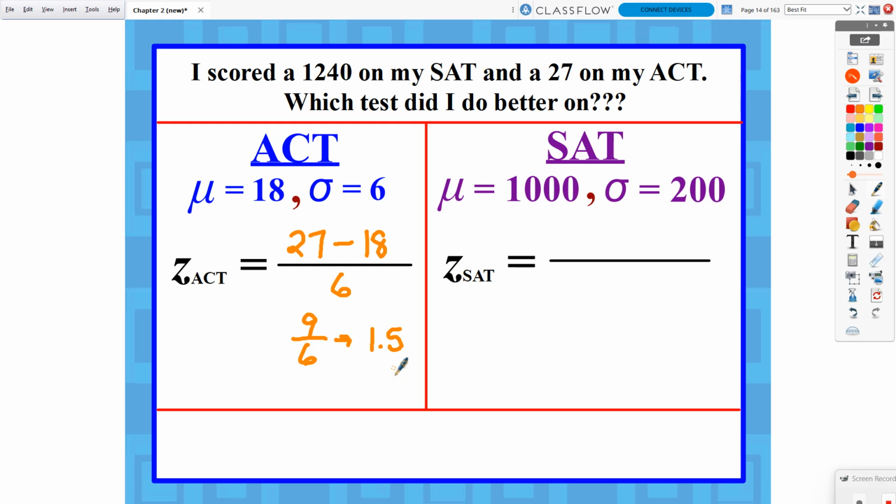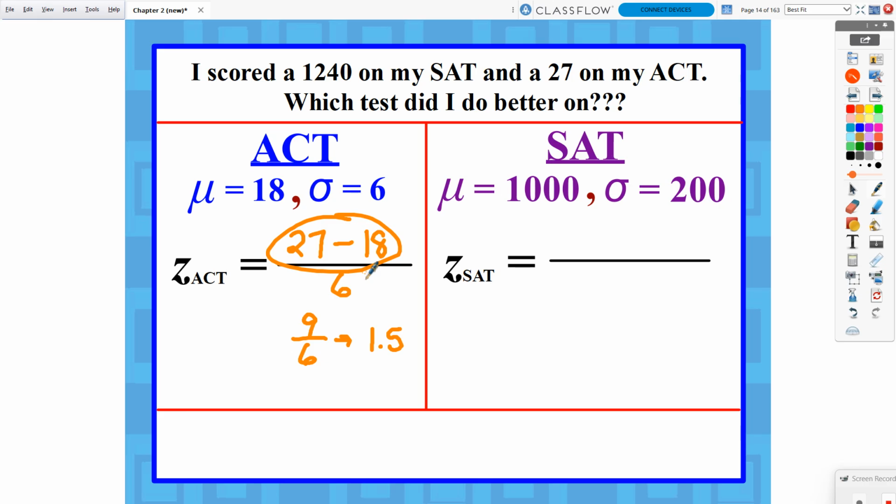Now, is it possible to get a negative z-score? It is. That would happen if your x value was smaller than the mean, then it is possible for this to be a negative value. And a negative value would indicate you were below average. You were below the mean.